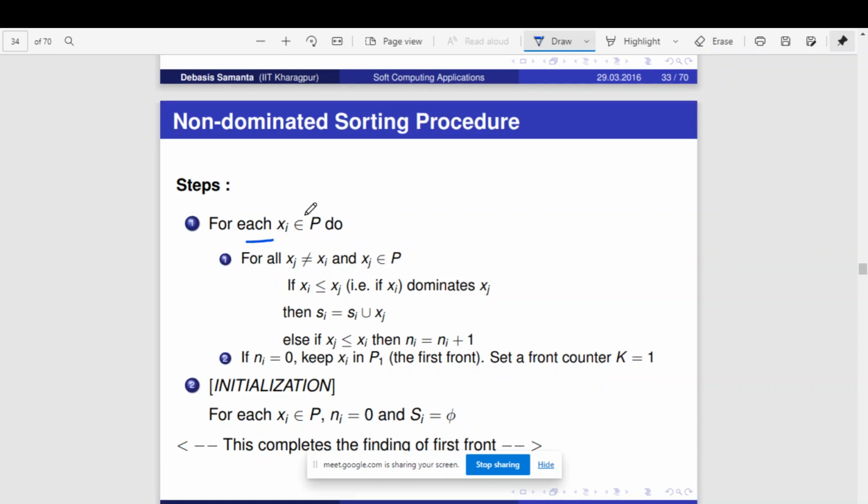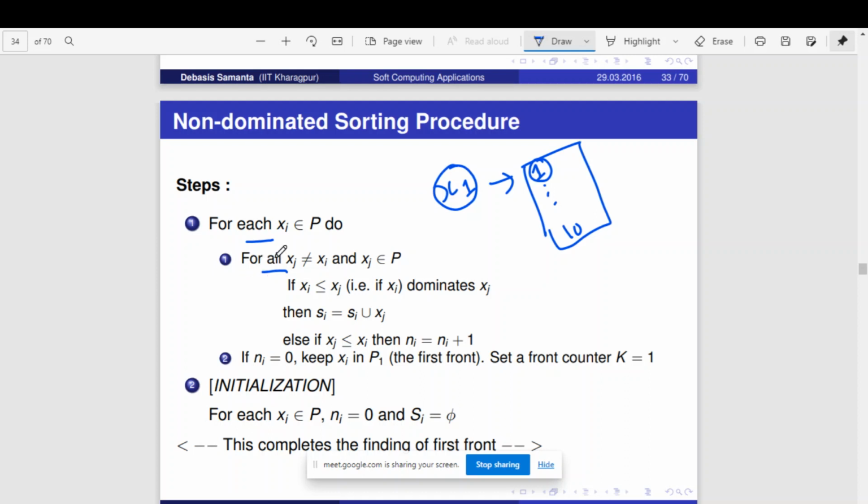For each xi belongs to P. P is the population, so xi is one individual, one individual from the population we are taking. And then for all xj not equal to xi and xj belongs to P. What does it mean? Assume that P contains 10 individuals, 1 to 10. Now I am picking one individual xi, say let this be the first individual, x1. So x1 I already picked.